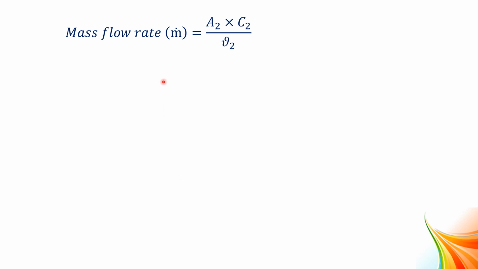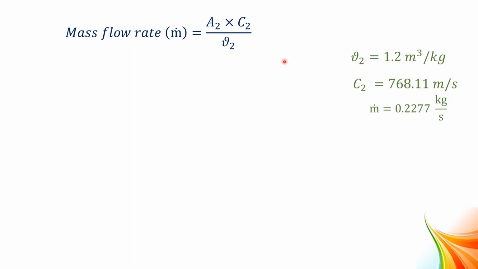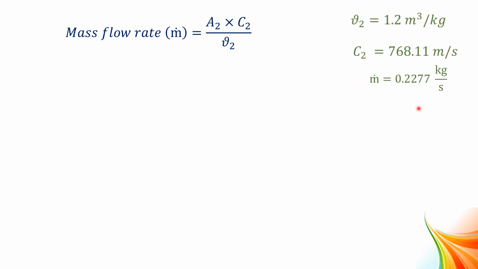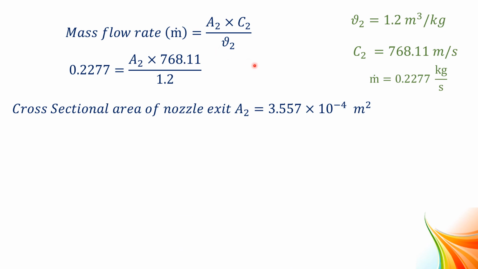Now again, mass flow rate m dot equals A2 C2 by V2. The mass flow rate is given in the problem. The C2 value we have calculated from the equation, which is 768.11 meters per second, and the specific volume V2 we have obtained from the Mollier diagram. Now substitute these three values in the mass flow rate equation. Here the only unknown is A2. So we can find the value of A2 equal to 3.557 into 10 to the power minus 4 meter square.